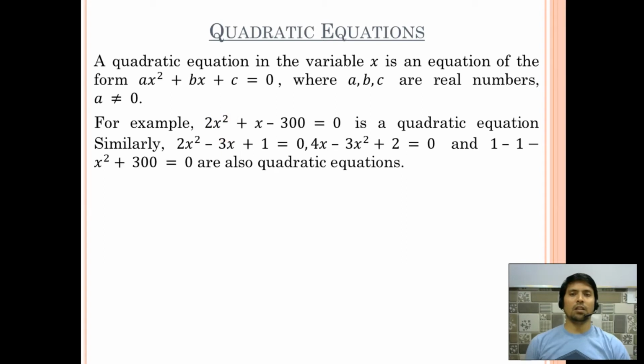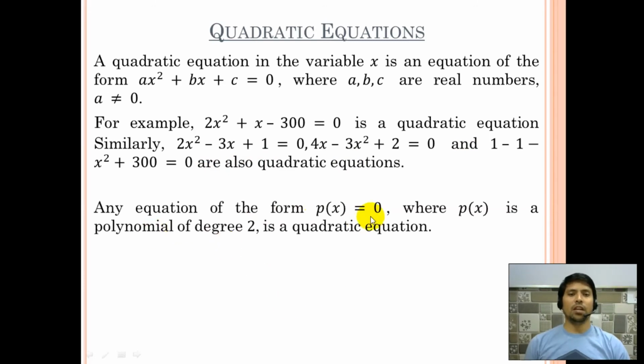Similarly, the other ones, 2x square minus 3x plus 1 equals 0, and 4x minus 3x square plus 2 equals 0, are also examples of quadratic equations, because you can see in all the examples the x square term is present. So the x square term is present, so it is called a quadratic equation.